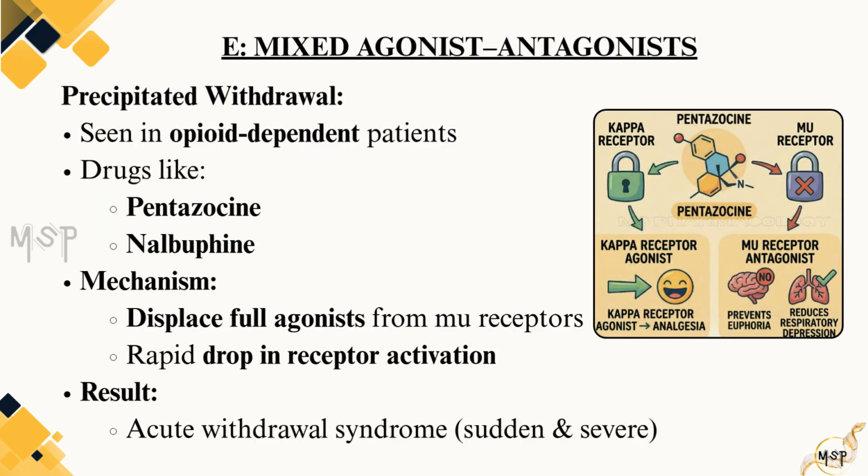Critical clinical warning. Precipitation of withdrawal. In opioid-dependent patients, giving a mixed agonist-antagonist like pentazocine or nalbuphine can suddenly displace the full agonist from mu receptors and precipitate acute withdrawal syndrome. This is a dangerous and painful reaction that must always be anticipated before prescribing.